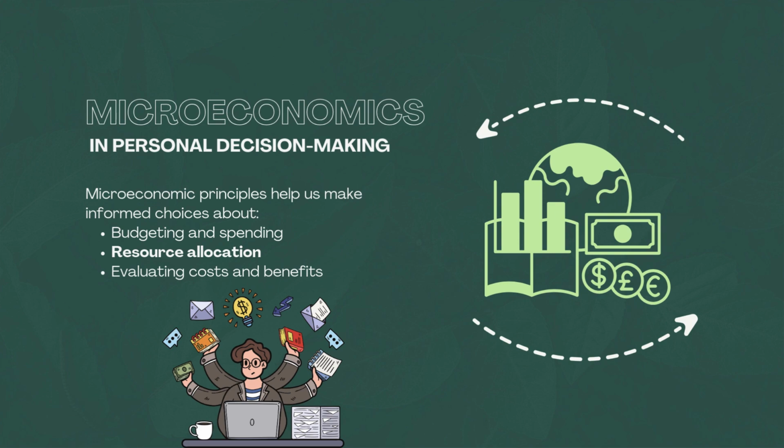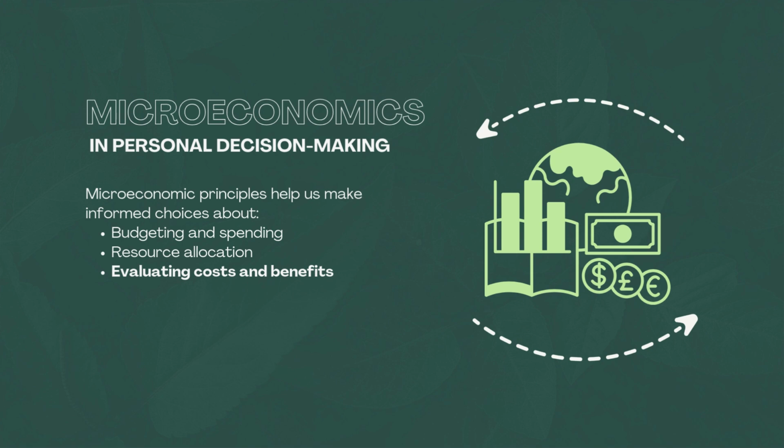Evaluating costs and benefits. In our daily choices, we're constantly assessing the trade-offs between cost and benefit. Whether deciding on a big purchase or something as small as which coffee to buy, understanding marginal benefit, the extra benefit of one more, versus marginal cost, the extra cost of one more, can help us make choices that maximize our satisfaction. These decisions may seem minor, but microeconomic concepts can bring clarity to everyday choices, helping us maximize our well-being and make informed, practical decisions.